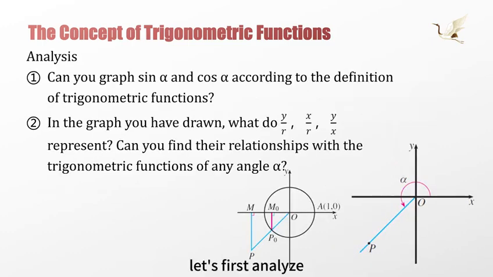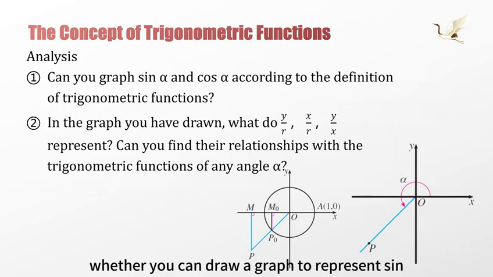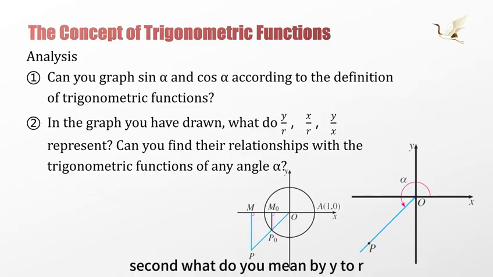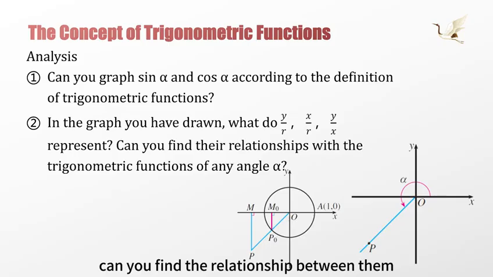Let's first analyze whether you can draw a graph to represent sin alpha and cos alpha according to the definition of trigonometric function. Second, what do y over r, x over r, and y over x mean in your graph? Can you find the relationship between them and the trigonometric functions of any angle alpha?